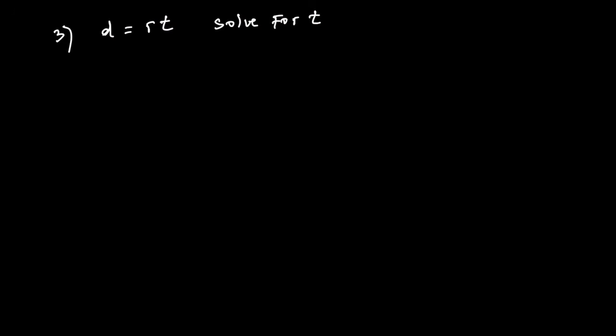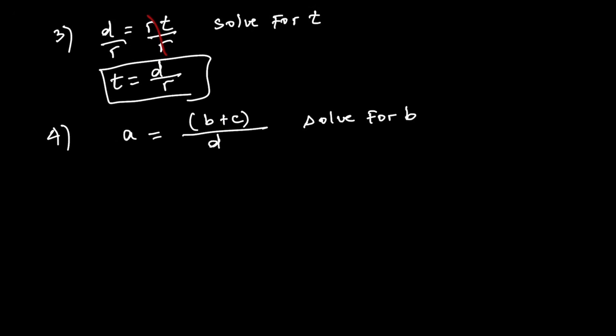Example 3. Next we have D equals R times T. To solve for T, divide both sides by R. We have D over R equals RT over R. The R's cancel. The answer is T equals D divided by R. Simple and effective.